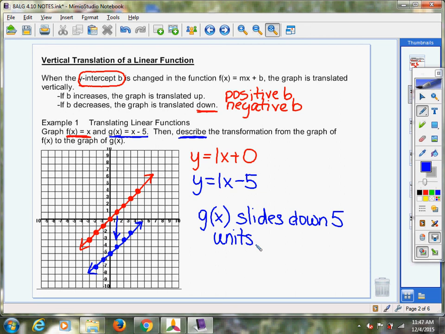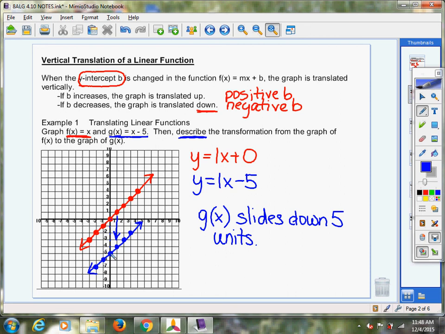If you're not sure that it does, start here at 0, 0 at the origin, which is the y-intercept of your red line, and then count down 1, 2, 3, 4, 5. It slid down 5 units, and you can do that with literally every point. Every point on the red line slides down 5 units. So that's it for this example.